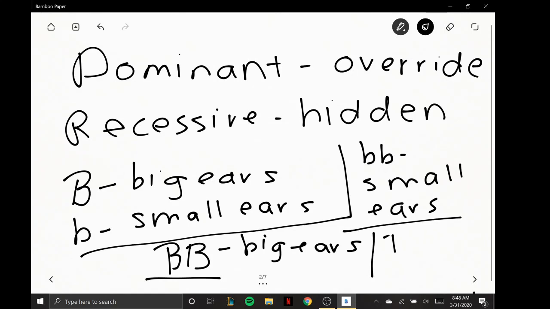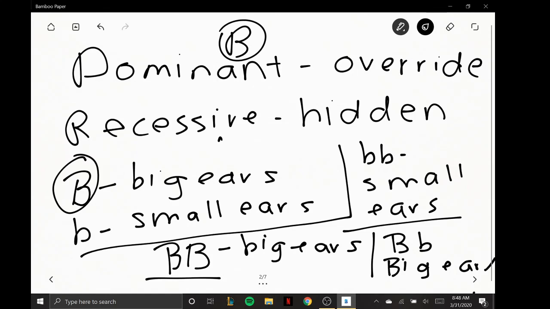And if a mouse has big B, little b, then you can be certain that they're going to have big ears as well. Even though they have one of each allele, an allele for big ears and an allele for small ears, because the big B is dominant. Big B is dominant, the little b is the recessive. The big B is going to do an override of the small b. So you'll have a mouse with big ears.